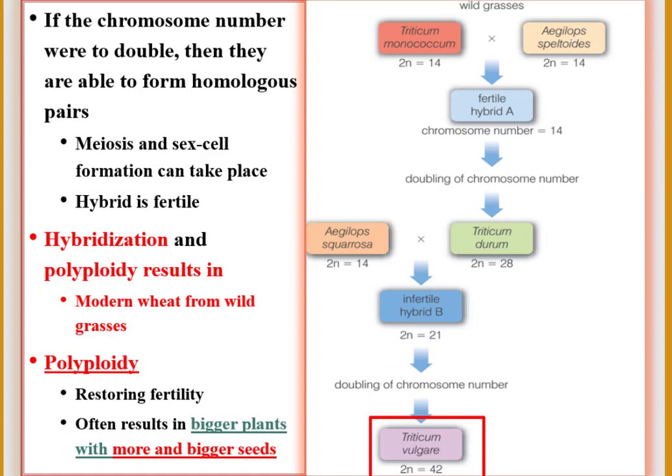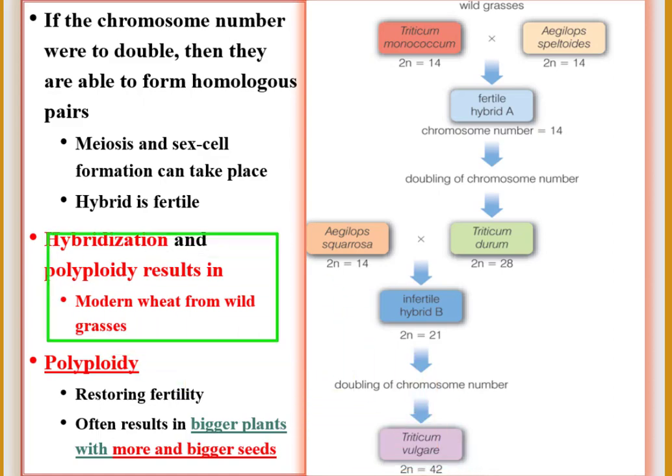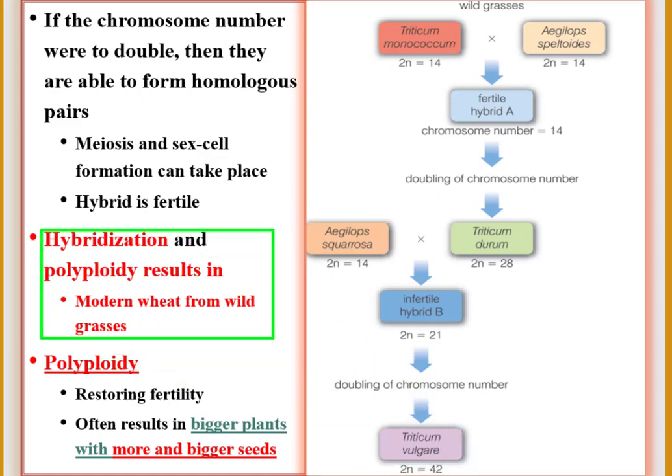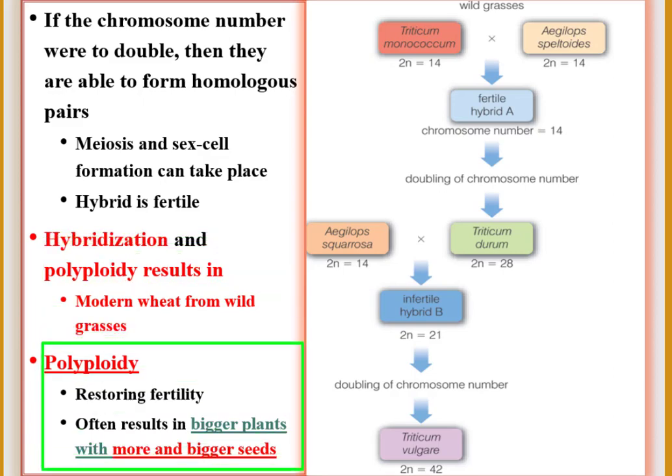You see, when the infertile hybrid B that has an odd number of chromosomes, which is 21, is doubled, it produces Triticum vulgare or modern wheat. This mechanism makes the infertile hybrid become fertile again. So, hybridization and polyploidy have played a significant role in plant evolution. Polyploidy is very important in restoring fertility and it often results in bigger plants with more yields and big seeds.